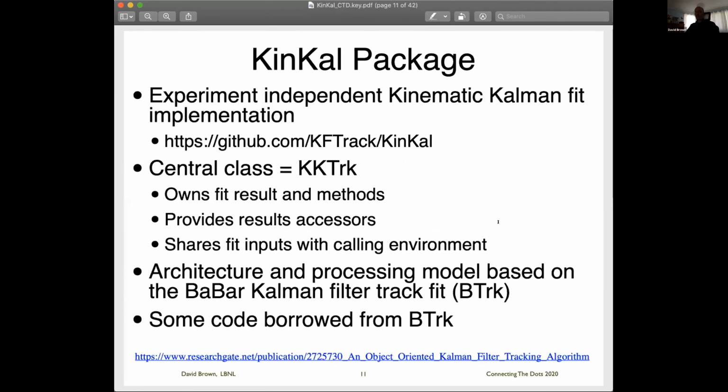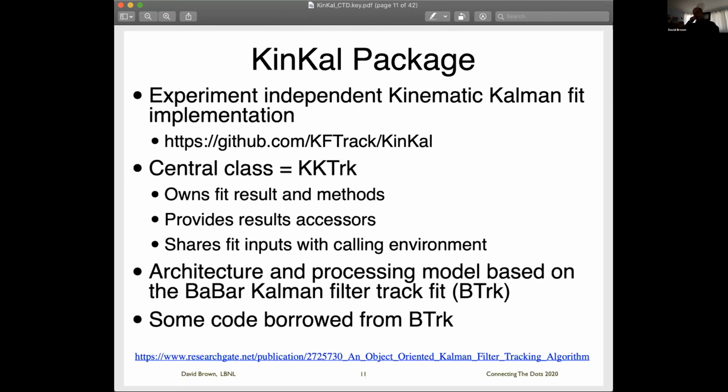So this is coded up in a package, which is actually experiment independent, called KinKal. It's on GitHub. The central class in KinKal is a track object, which owns all the results and the methods and provides accessors. The architecture is based on a processing model that was used in the BaBar experiment, and there's a little bit of code that's borrowed from that.